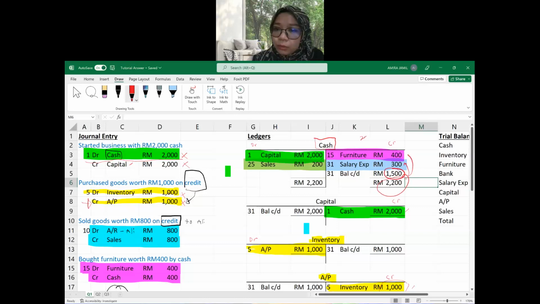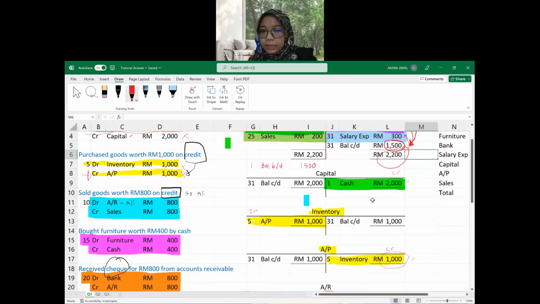Okay, 2,200 tolak 400 tolak 300. Akan dapat this figure, 1,500. Okay, balance CD for cash. And then kita kena transfer di sini lah. 1, balance BD 1,500.